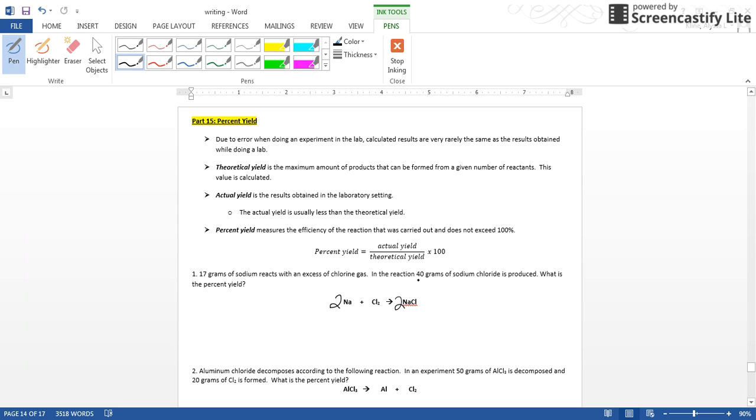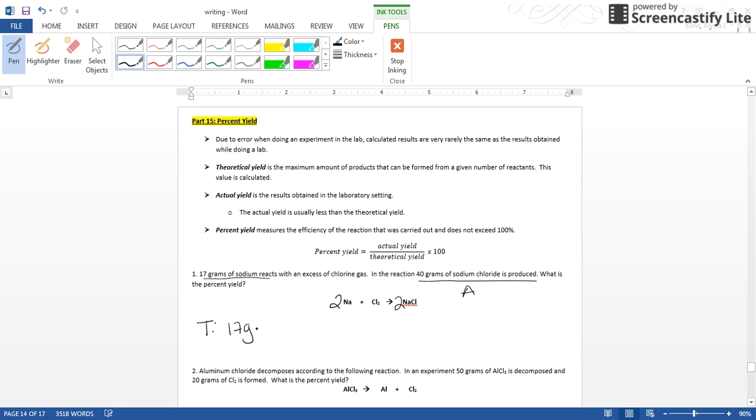Okay, so if we look here, we know that this is produced. That's a fact, so this is our actual. But we know we start with this amount. So right now we have grams of sodium, and we need sodium chloride. This is going to help us get our theoretical, but we don't have that yet. It means we're going to do a conversion to get there. So I'm going to write down a T to solve for our theoretical.